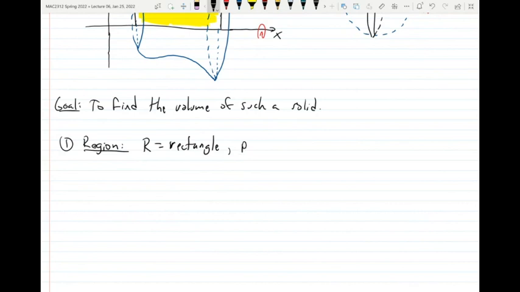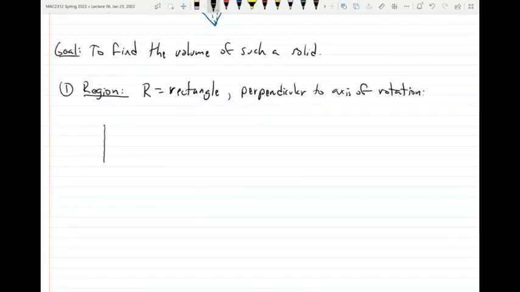So we have a rectangle, and it's perpendicular to the axis of rotation. All right, so let's see. Here we have a rectangle. Let's say this is our rectangle. And then we have our axis of rotation here. And in the example that we're going to do now, there is no gap. Okay, so there is no gap between the rectangle and the axis of rotation. So it's right next to it. Okay, they are adjacent.